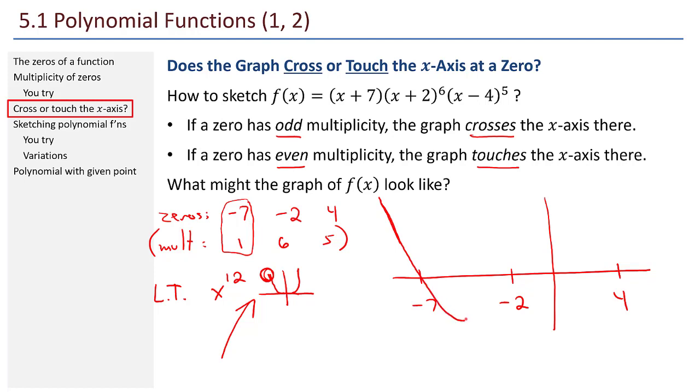All right, but now I need to hit the x-axis again at -2. What will I do when I get to -2? At -2, that has a multiplicity of 6, which is even, so I won't cross. I'll just touch and return. Touch and return. And now the graph will have to do something at +4. At 4, my multiplicity is 5, which is odd, so I will cross.